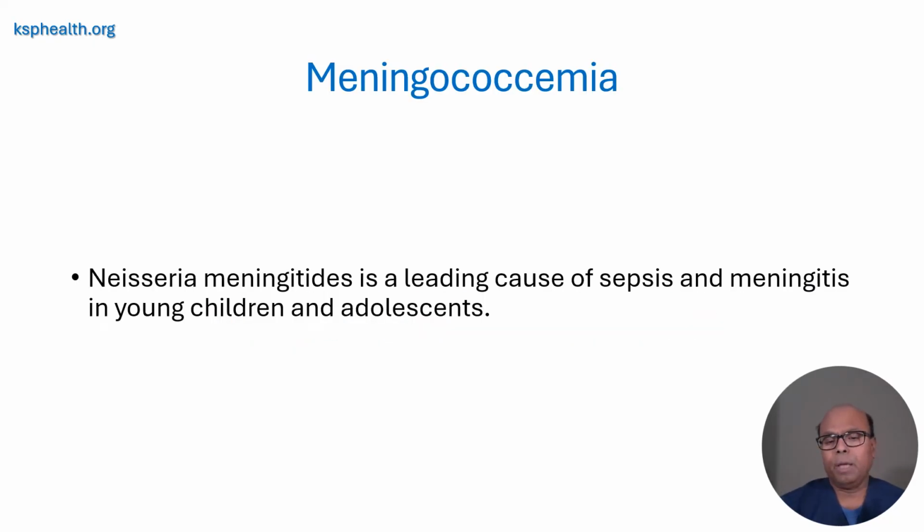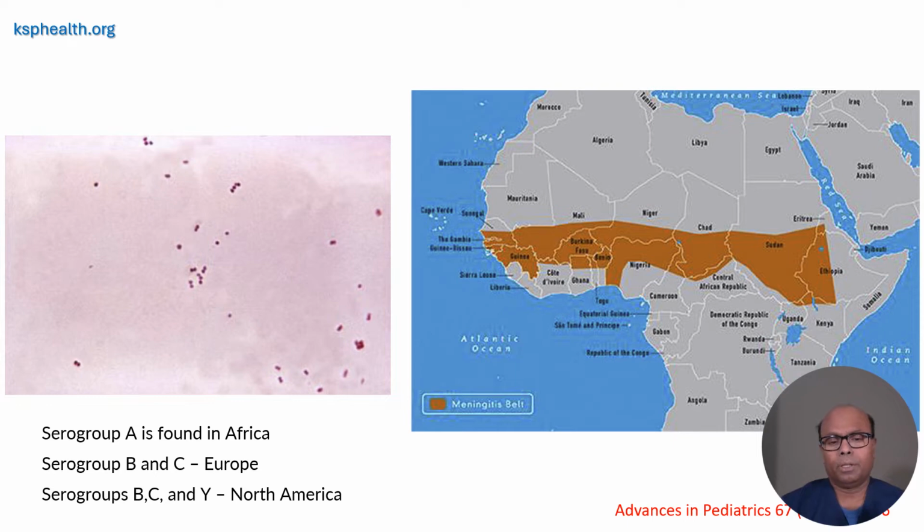The second one is meningococcemia. Neisseria meningitidis is a leading cause of sepsis and meningitis in young children and adolescents. It's caused by gram-negative diplococci. There are multiple serotypes present. Serogroup A is found in Africa, especially in the meningitis belt that starts from Senegal all the way up to Ethiopia. Serogroups B and C are seen in Europe. Serogroups B, C, and Y are seen in North America.